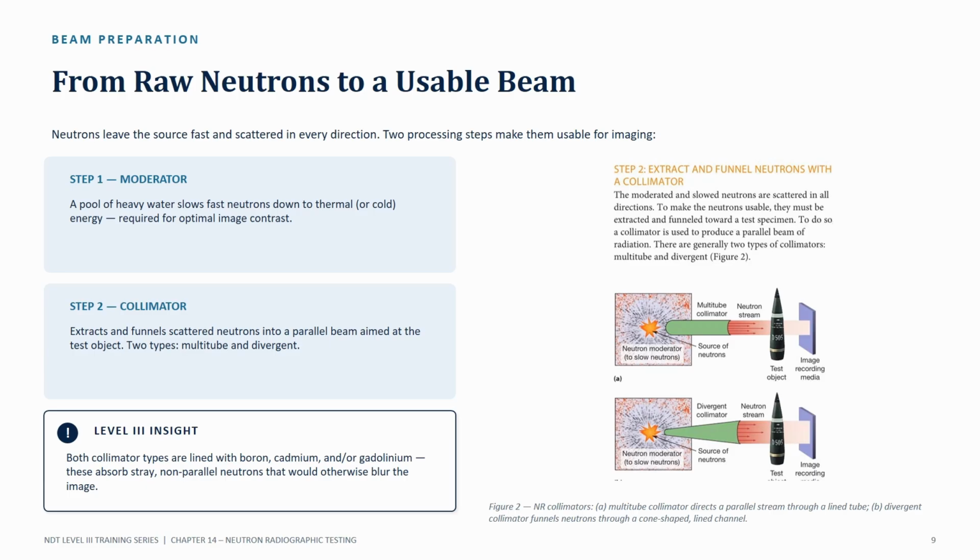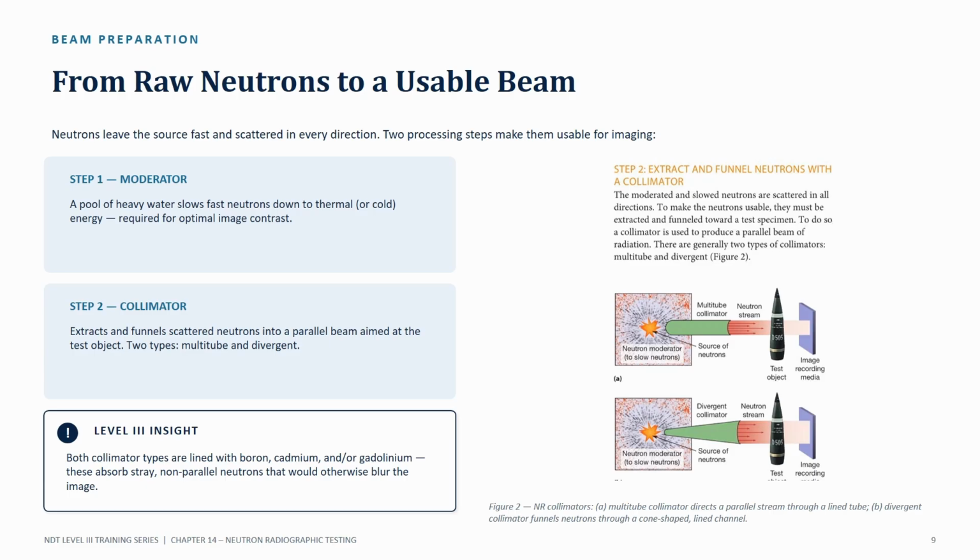Thermal neutrons travel much more slowly and produce significantly better image contrast because their interaction with atomic nuclei is more predictable and efficient. Think of it this way. Imagine trying to take a sharp photograph from a speeding vehicle. The image will be blurred. But if the vehicle slows down, the picture becomes much clearer. In much the same way, slowing neutrons improves the quality of the radiographic image.